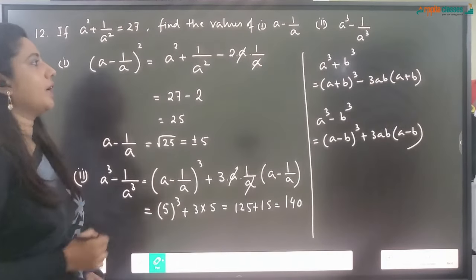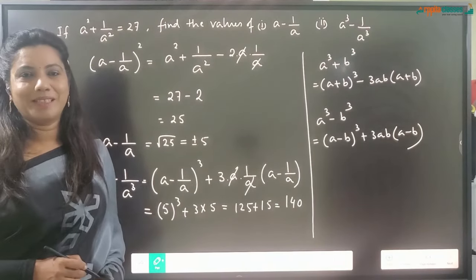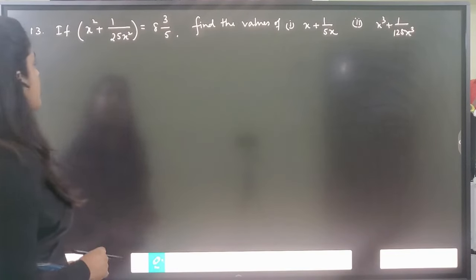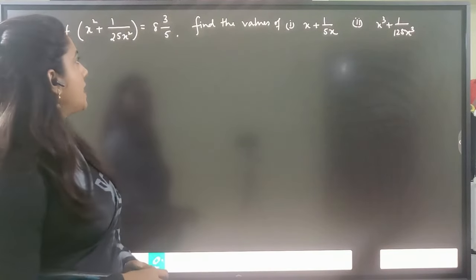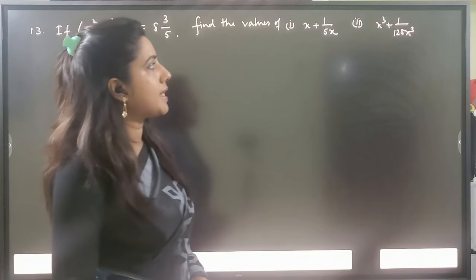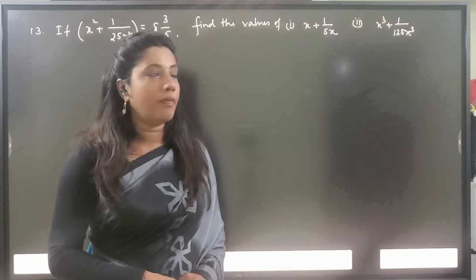So the answer for a cube minus 1 upon a cube is 140. Okay, let us proceed towards the next question, question number 13. x square plus 1 upon 25 x square is 8 whole 3 by 5, and we have to find out the values of x plus 1 upon 5x and x cube plus 1 upon 125 x cube.